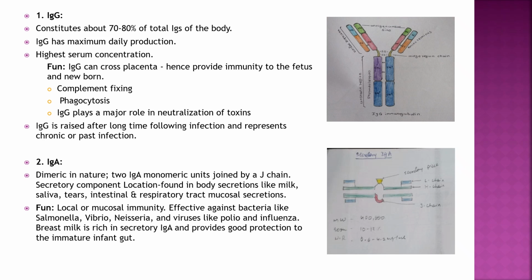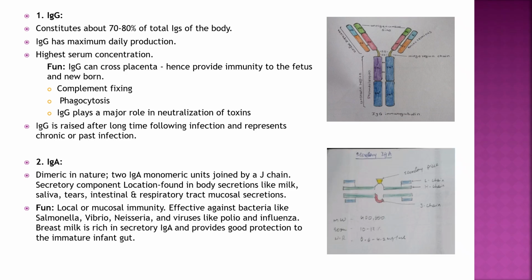The first immunoglobulin is IgG, which constitutes about 70 to 80% of total immunoglobulins of the body. It has maximum daily production and highest serum concentration. Function: IgG can cross the placenta, hence provides immunity to the fetus and newborn. It is complement fixing and aids phagocytosis. IgG plays a major role in neutralization of toxins. It is raised after a long time following infection and represents chronic or past infection.